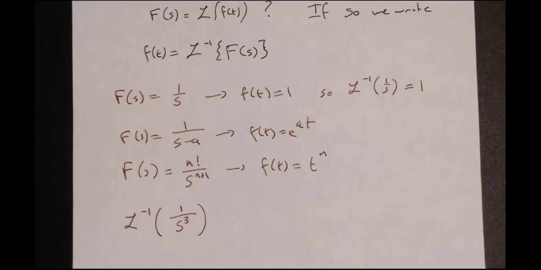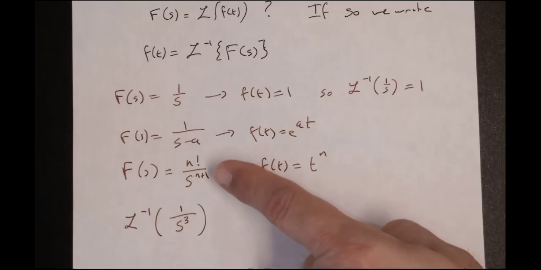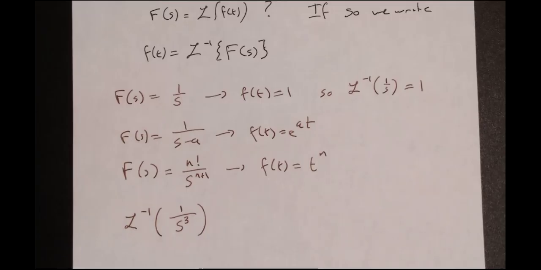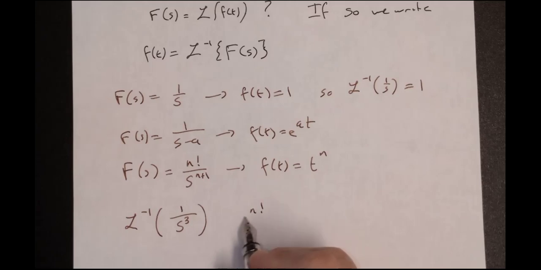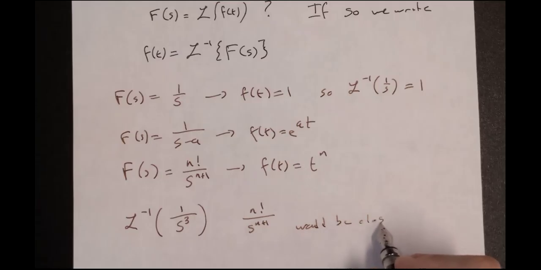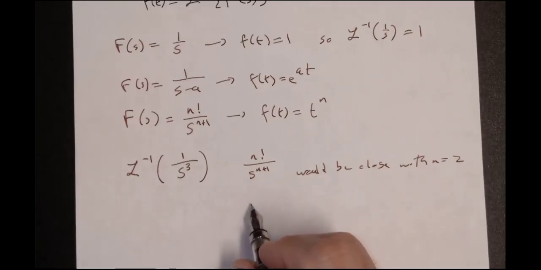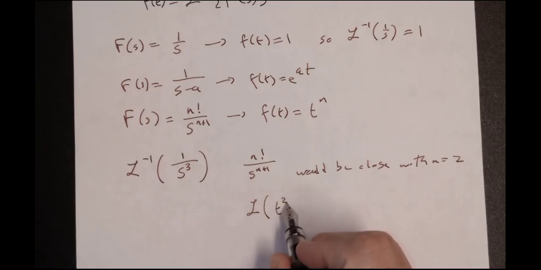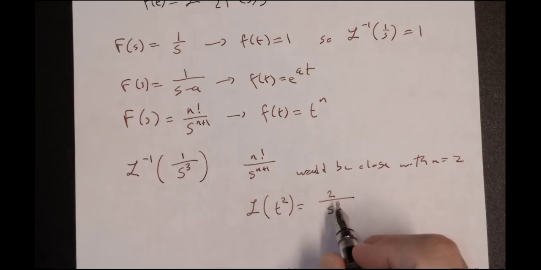But I look at the formulas that are already listed on this page, and I see s to the n plus 1 in the bottom, right here. So I say to myself, oh, I should be using n equals 2, right? If I have an s cubed down here, I'd have n plus 1 equal to 3 if I chose n to be 2, right? But if I chose n to be 2, then the Laplace transform of t squared would be 2 over s cubed. I don't have a 2.